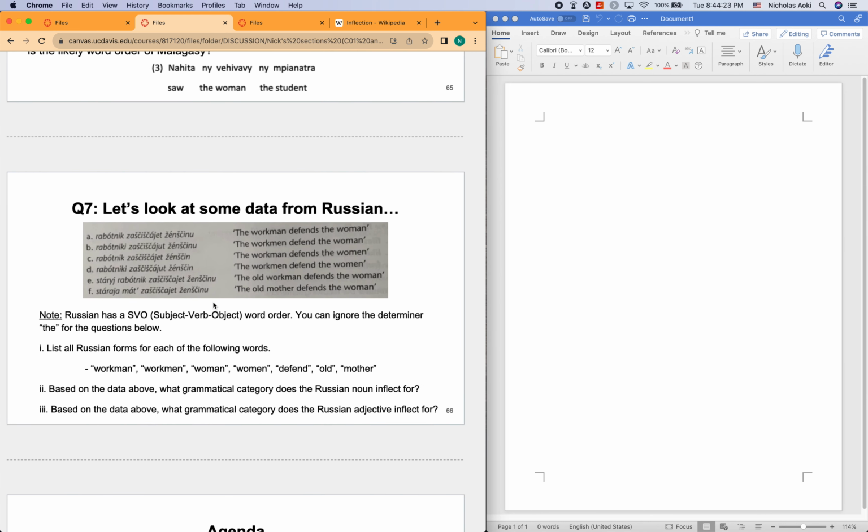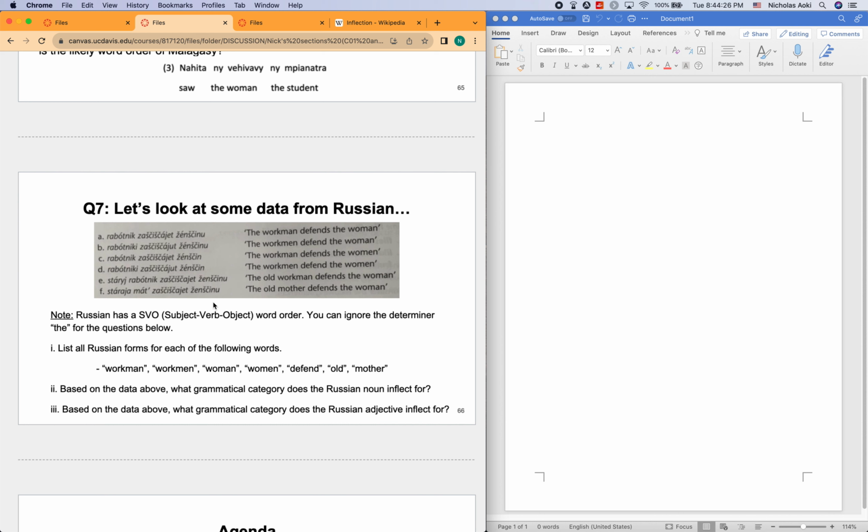So this question is quite similar to the ones that we saw last week on morphology. You're given some kind of data on a language that you probably don't know very well. Here it's Russian. And we see on the left-hand side, sentences in Russian, and on the right-hand side, their English translations. And in this question, you're first asked to identify the Russian forms for these words. And you should be able to do this with the data, even if you don't know Russian. Then we're going to go over how to look for inflection in numbers 2 and 3.